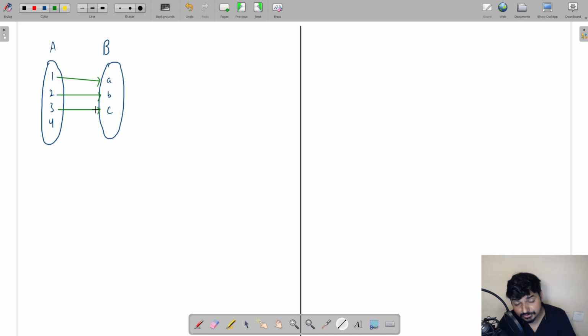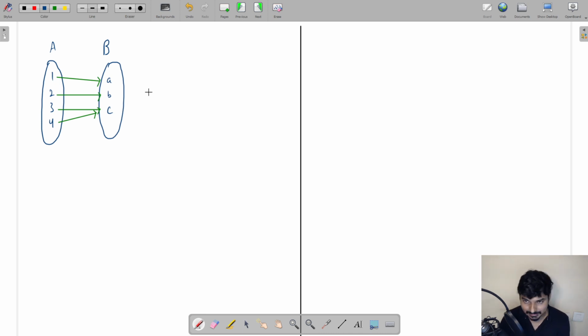Now when it comes to 4, you have to map it to any of the three elements. You can't leave it, right? You can't leave the 4 like this, because for a function, we know that each and every element should have an image. Now 4 can get mapped to either a or b or c. So let us say you're mapping 4 to c. In that case, will that be a one-one function? No, it's not going to be a one-one function.